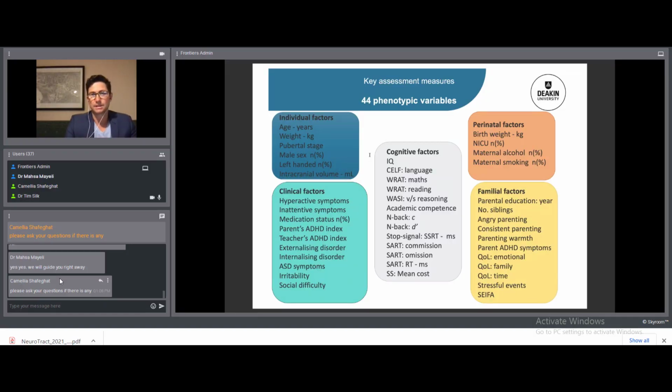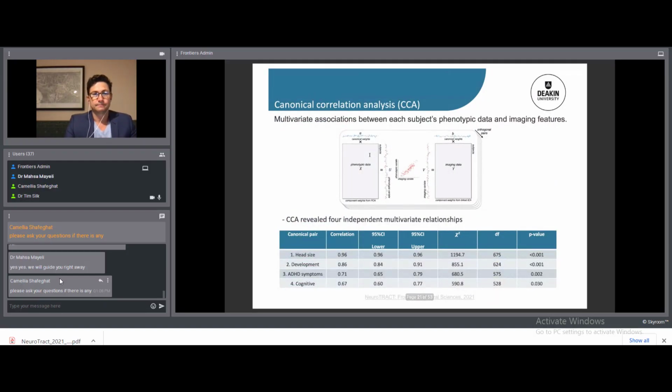Next slide, please. So this canonical correlation analysis looked for multivariate association between the subject's phenotypic data and their imaging features. And what this analysis revealed was 4 independent multivariate relationships. We loosely categorized them into being driven by head size, development, ADHD, and cognition. And I'll go into those in detail over the next couple of slides. So next slide, please.